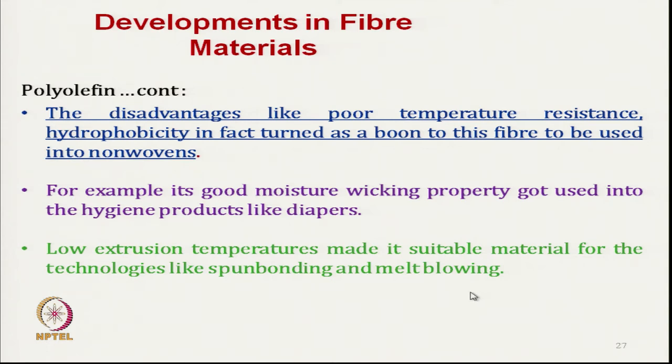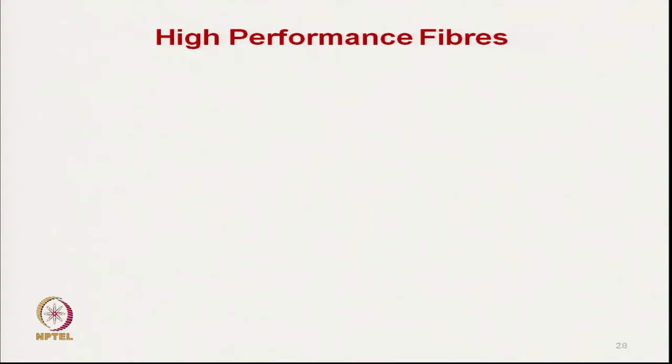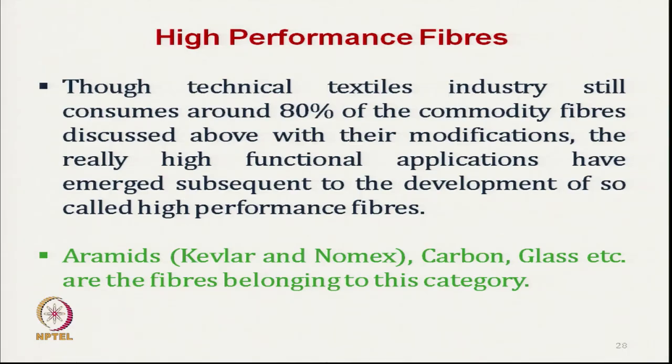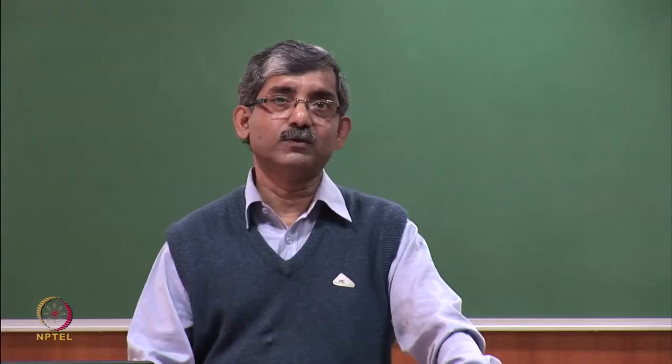So, to reduce the energy cost, apart from the normal fiber, high performance fibers are also being used. Though the technical textiles industry still consumes 80% commodity fibers, as I have already mentioned, really high functional applications require high performance fiber. There we cannot use commodity fibers. Some of these fibers are aramid fibers, meta or para aramid fibers, carbon and glass fibers. These come under high performance fibers used for technical textiles for very specific applications, where we cannot use commodity fibers.